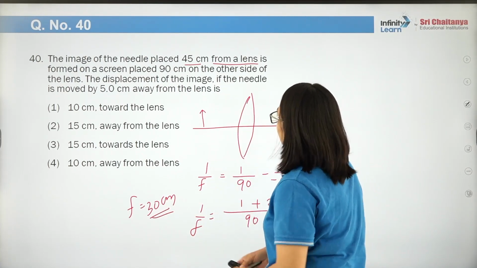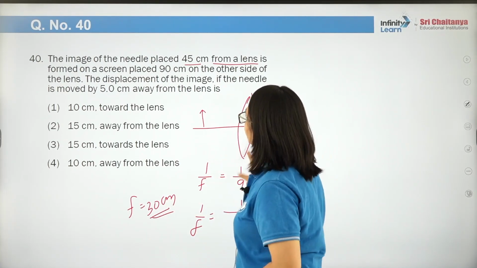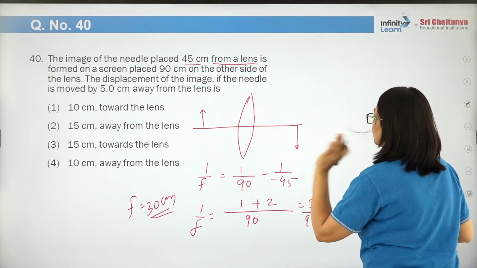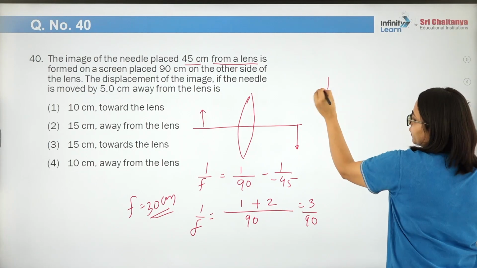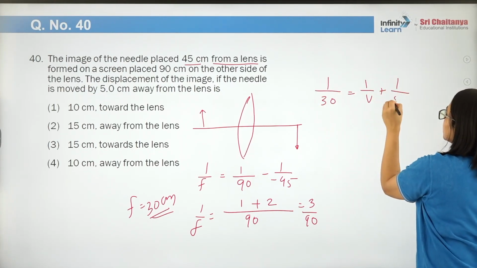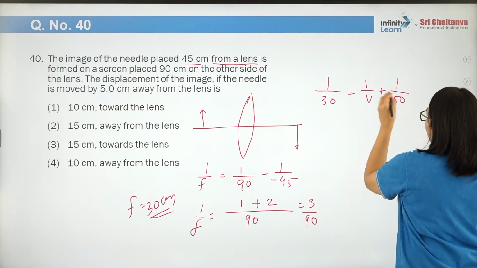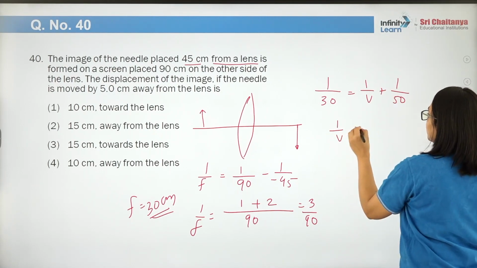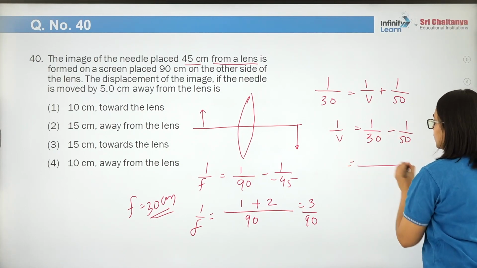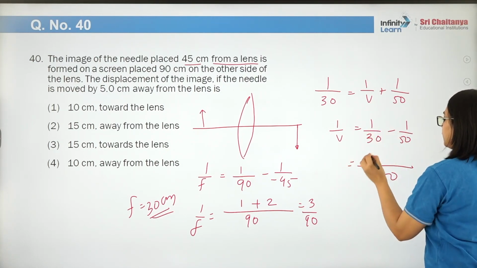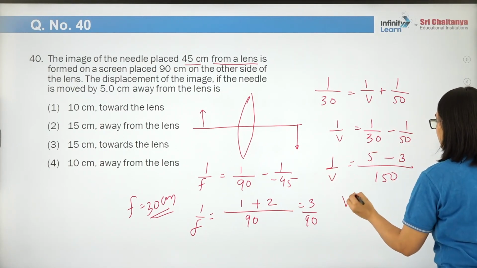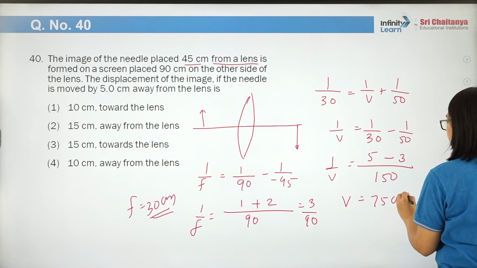Now we are moving the needle away from the lens by 5 centimeter. So the new distance of the object will be 50 centimeter. So 1 upon f is equal to 1 upon v minus 1 upon 50, which is minus minus plus. So 1 upon v will be 1 upon 30 minus 1 upon 50. So this will be 150. This is 5. This is minus 3. So this is 1 upon v. So v is 75 centimeter.